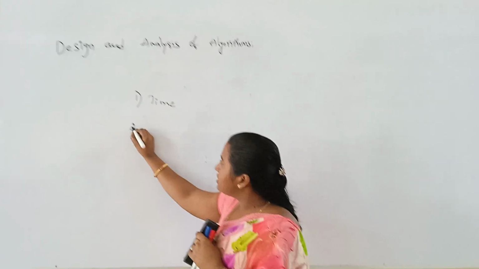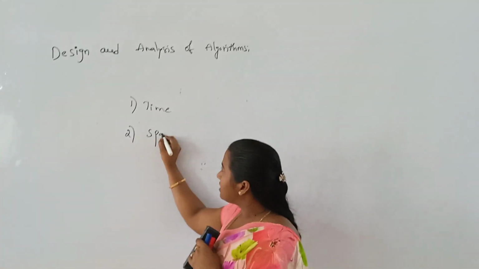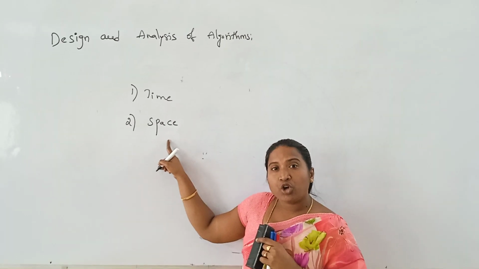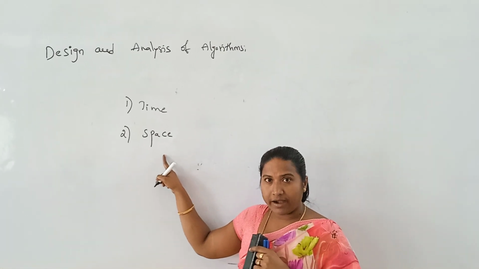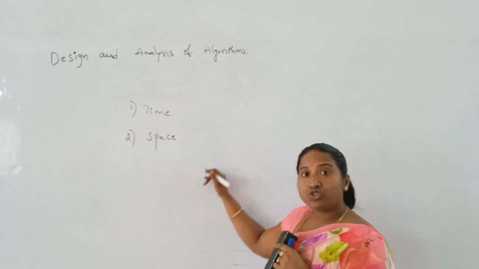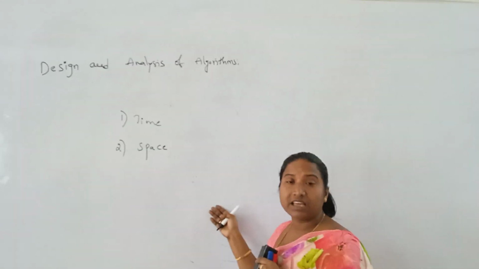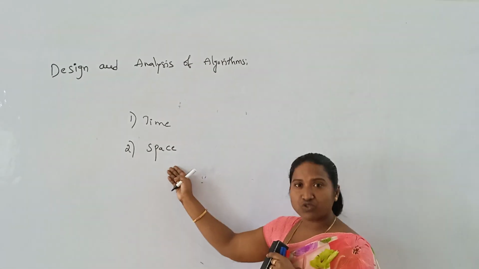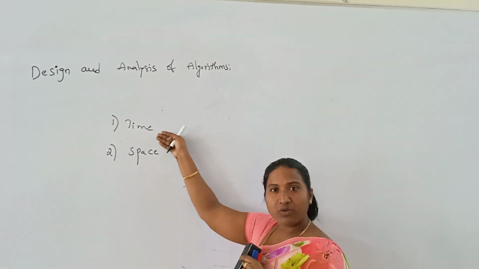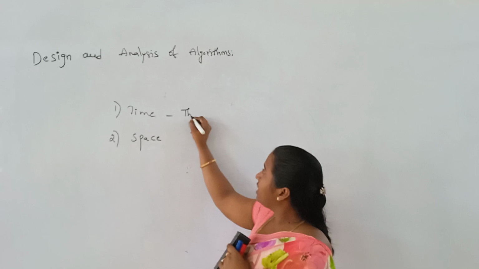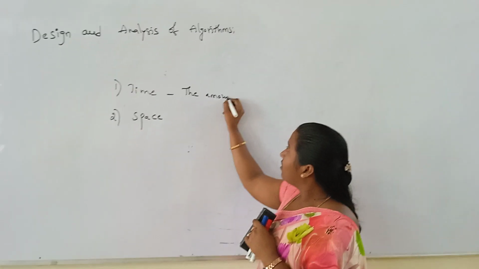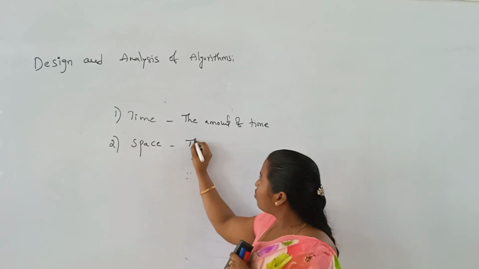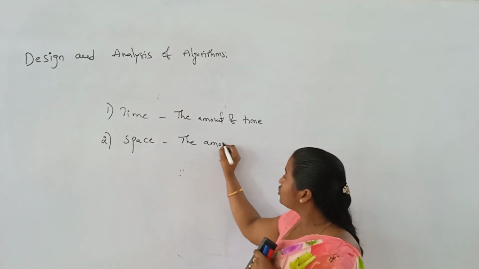And the second is the space. Now, what do you mean by space? The amount of space which is required to store the algorithm. Whatever function I am writing takes some space to store and takes some time to execute. This is the amount of time, and this is the amount of space.